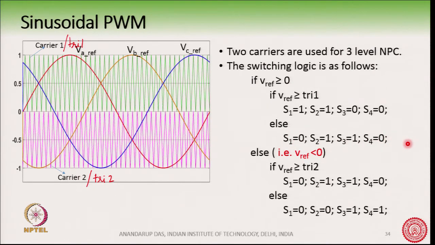So, when Vref is less than 0, that is during this part of the waveform, we come to this section of the code. So, if Vref is greater than triangle 2, that is this area here, in that case this is the logic, otherwise this is the logic. Okay. So, if we follow this logic, then we can switch the 4 switches in sine PWM of the 3 level NPC, right.